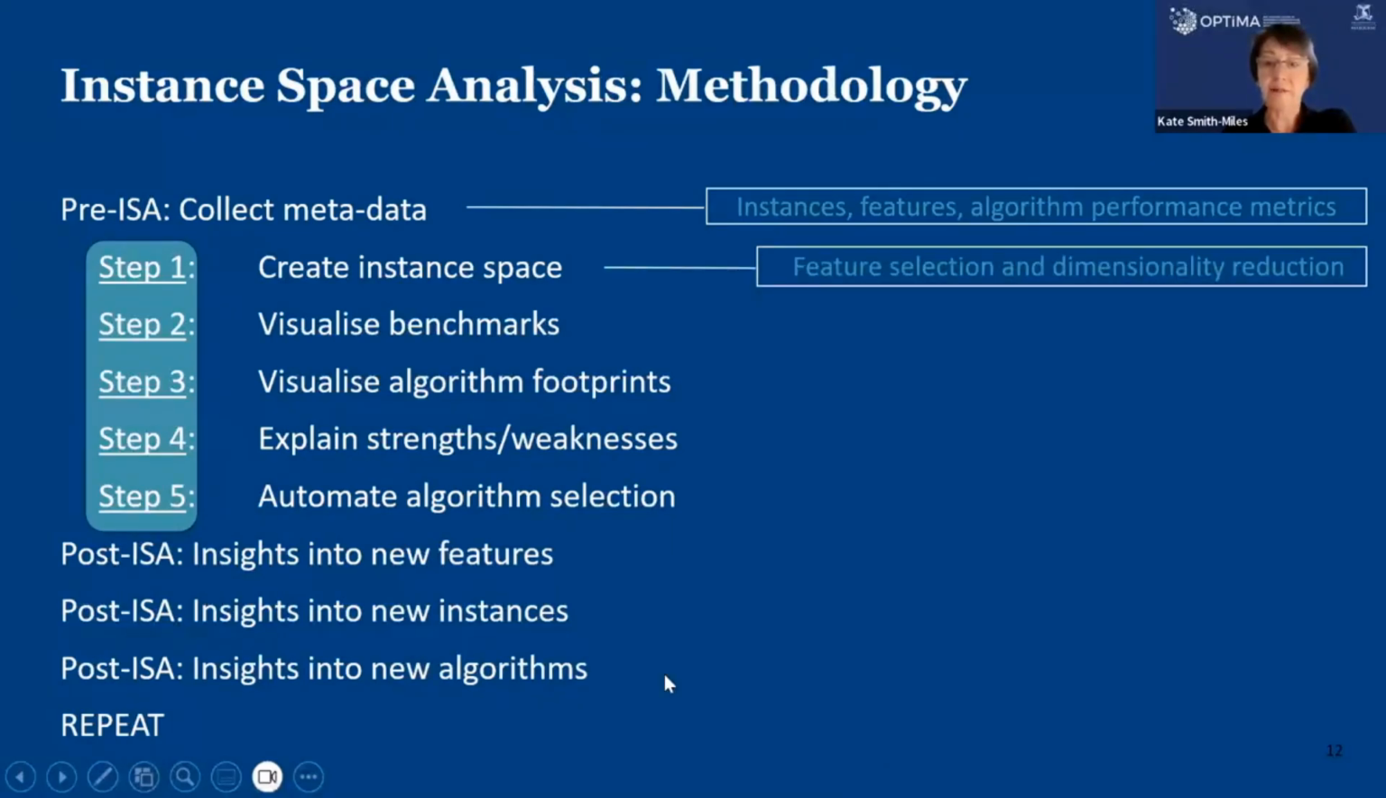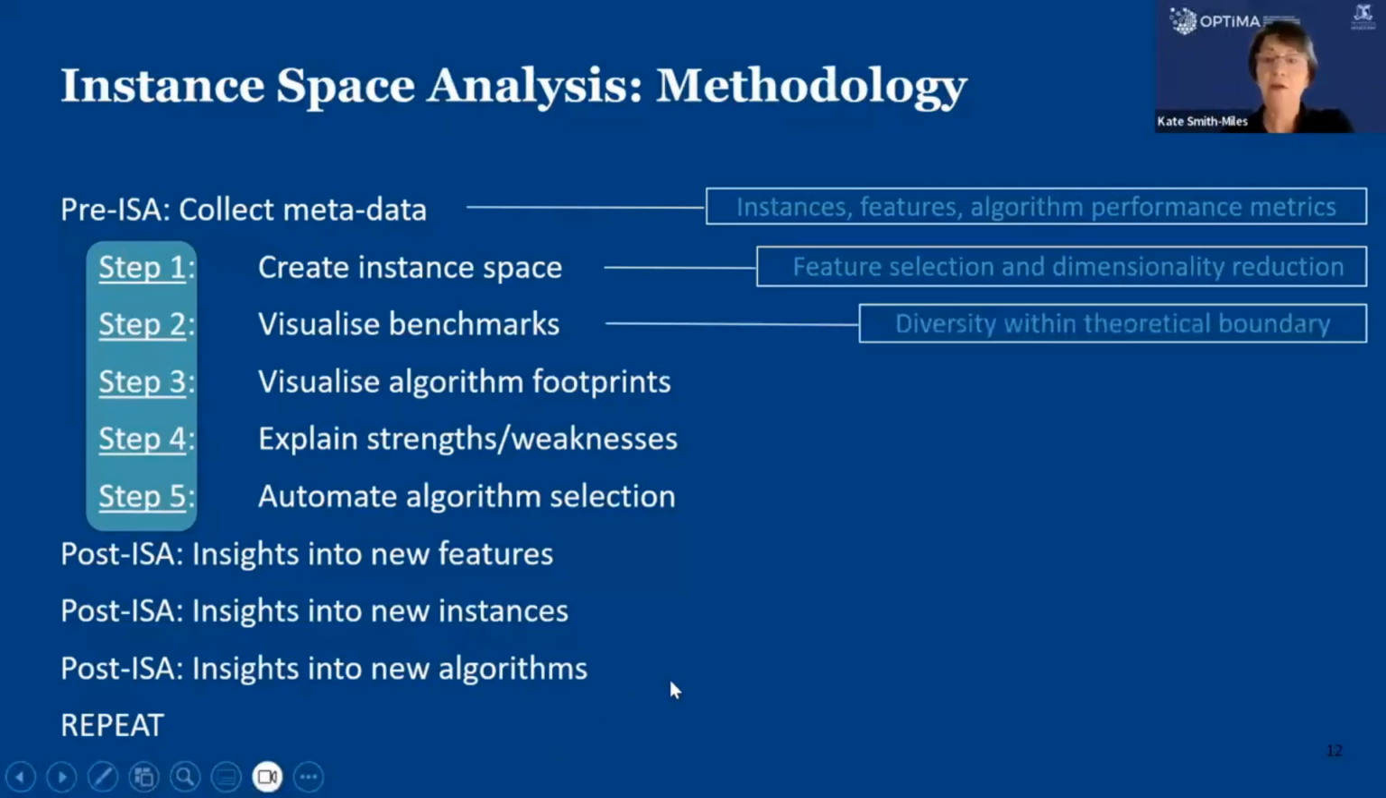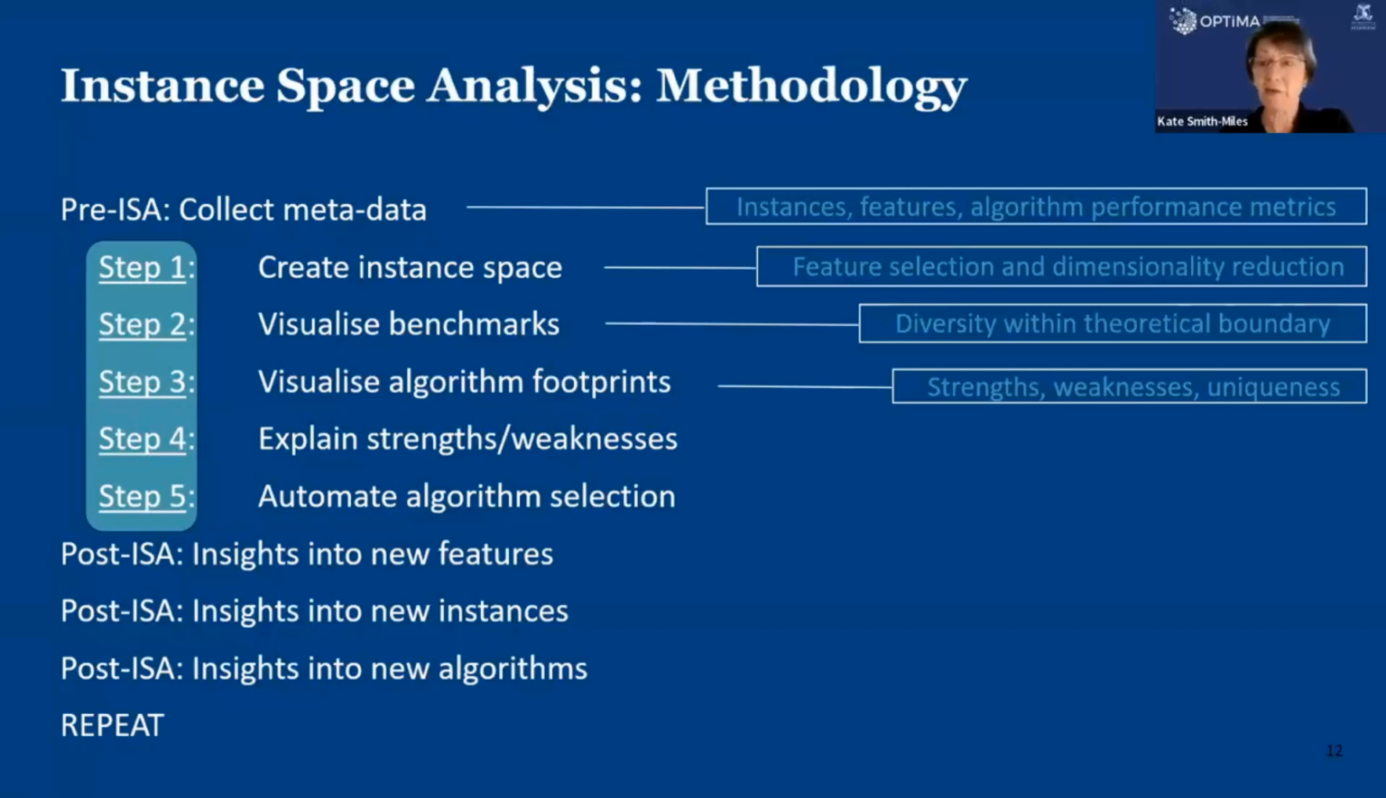First, there's some automated feature selection and dimensionality reduction that happens behind the scenes. You don't need to worry about doing that yourself. The instance space analysis methodology and tools do that for you. But then it gives you a 2-dimensional map with a mathematically defined boundary, and all the points in the space are instances where you have empirical evidence of performance. You can then study that 2-dimensional space. You can look at the diversity within the theoretical boundary. You can visualize algorithm performance, those footprints, to understand strengths, weaknesses, and also the uniqueness of different algorithms.